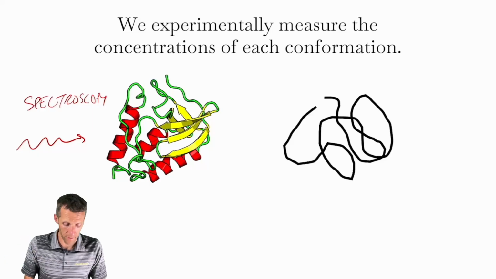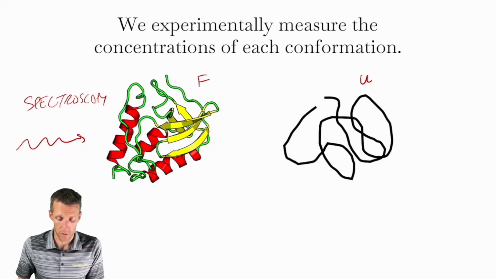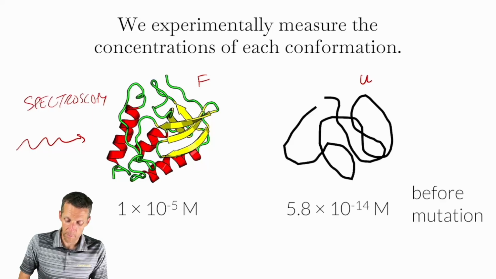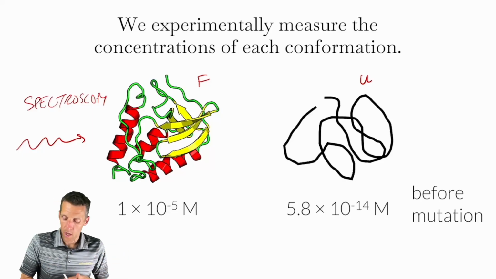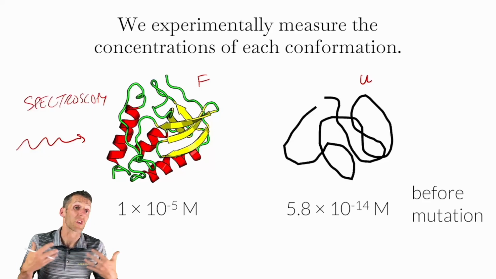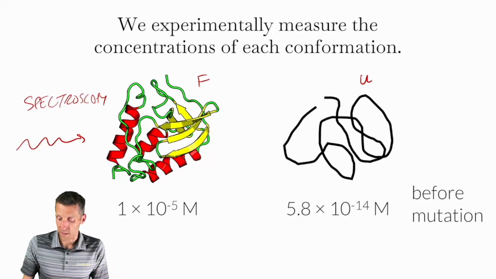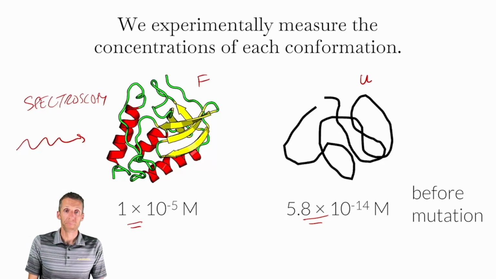We can say how much of the folded form and how much of the unfolded form is in solution under a given set of conditions. If you do this experiment, what we get is that the folded form, under normal lab conditions, is at 1 × 10⁻⁵ molar, whereas the unfolded form is at 5.8 × 10⁻¹⁴ molar. And so this has a much, much lower concentration than this, right? Many orders of magnitude lower. All right, cool. What do we do with that?